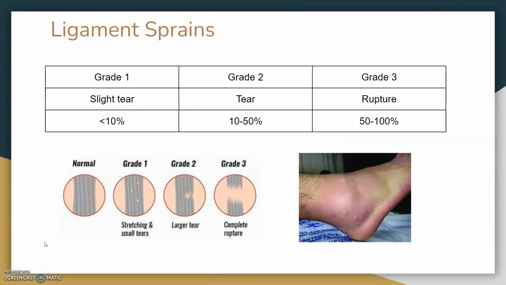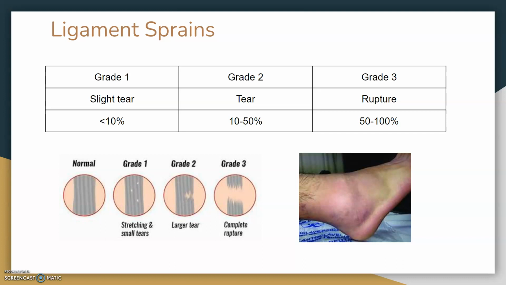Starting off with ligament sprains. Grade 1 is a slight tear of the ligament. This is where less than 10% of the ligament fibres are affected. Swelling is small here and hardly noticeable. Pain is also little. There is still a large range of movement at the ligament here, and this will only set the athlete out for 1 to 2 weeks.